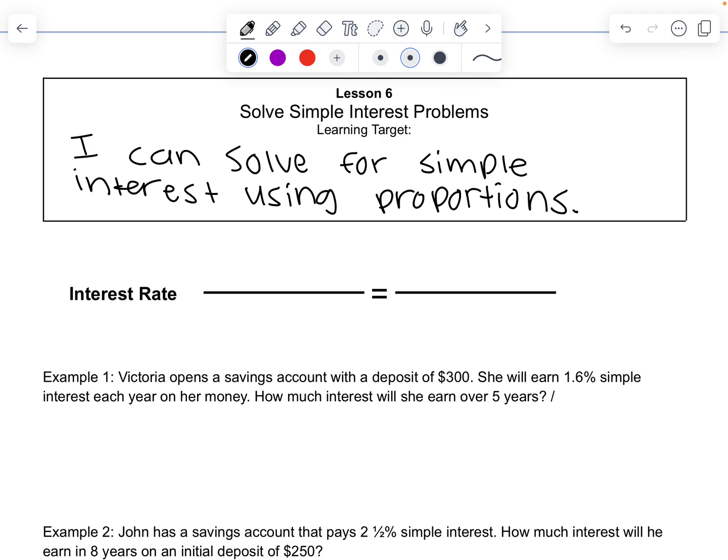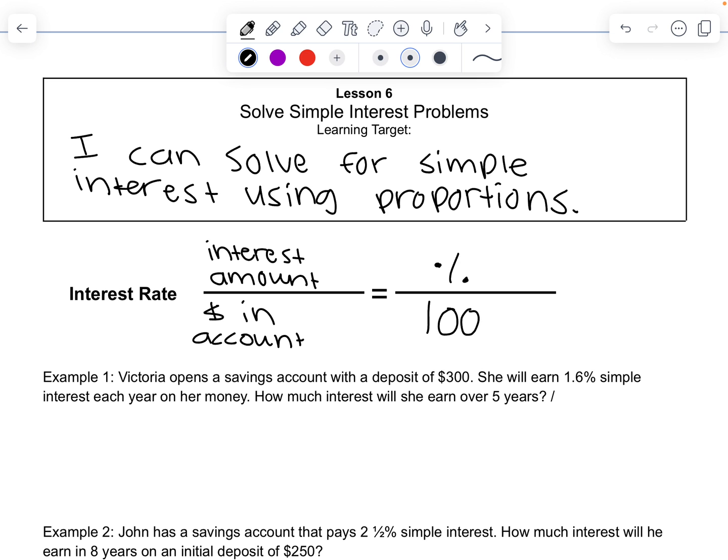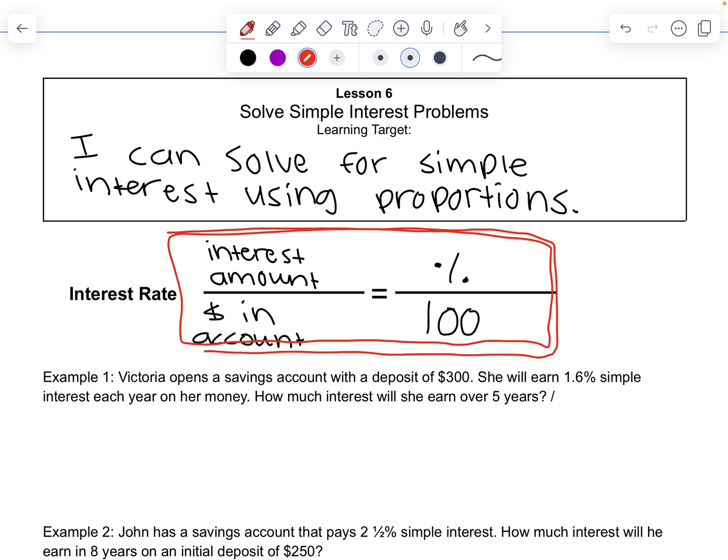This is going to be your last proportion that you'll get. The top line here is the interest amount, and the bottom is the money in the account, or the money that you're borrowing. Percent here, 100 here. The biggest thing to note is this whole proportion is on a 1 year equation. So when you solve, that's meaning for 1 year. If you had to do it for 2 years, you'd have to multiply. And that'll make sense in a second.